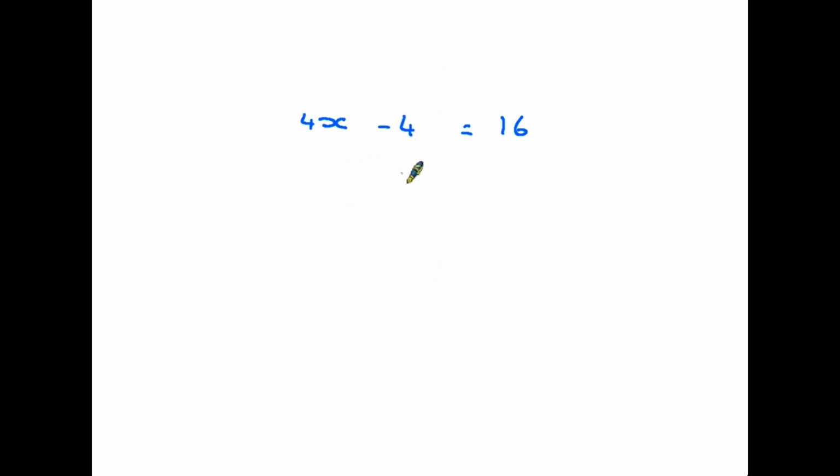This time we have 4x minus 4 equals 16. So once again, the x needs to be separated from everything else. The first thing I'm going to do is leave the 4x where it is. I am going to move the minus 4 across to the other side. Now this time, don't forget, it is a minus 4, so on the other side it becomes a plus 4.